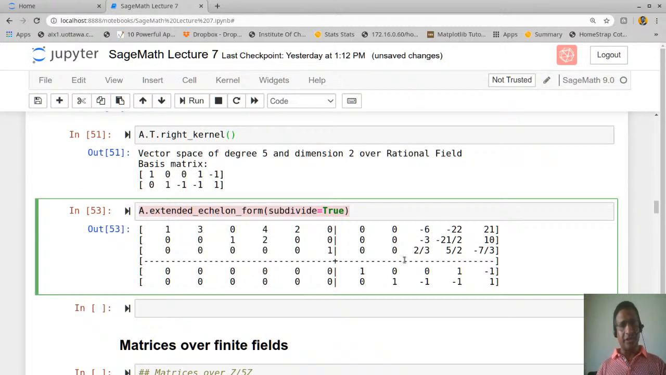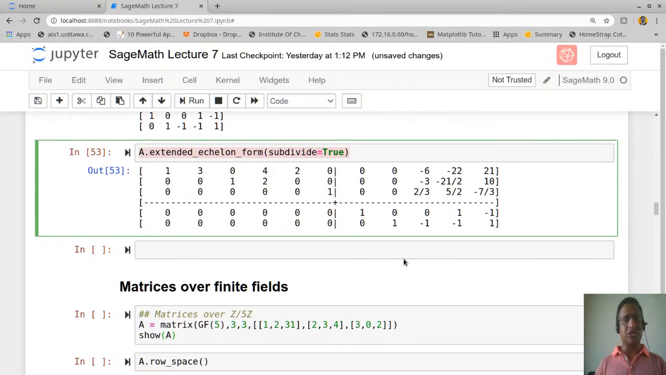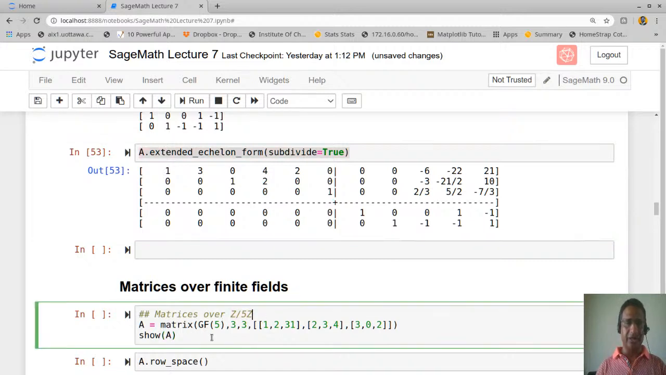Okay, so all these subspaces we are able to find using Rref, and of course there are inbuilt functions in this case, right? Sage also has facilities to define matrices over finite fields. So for example, if I want to define a matrix over Z mod 5Z, that can be defined as GF5. GF5 stands for Z mod 5Z, this field F_p with p equal to 5.